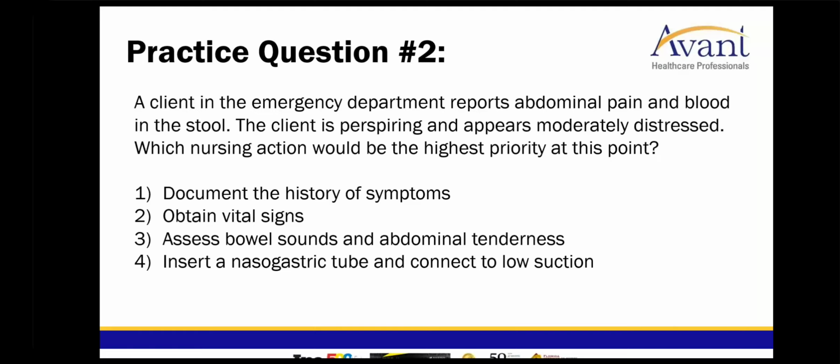So again, the question is a priority question, as is indicated in the initial action here. The topic has to do with the fact that the patient reports abdominal pain and blood in the stool. There are also signs of perspiring and appears moderately distressed. So if you're using your 6 steps, step number 4 would indicate what is going on with this patient. What do you suspect may be going on with this patient?